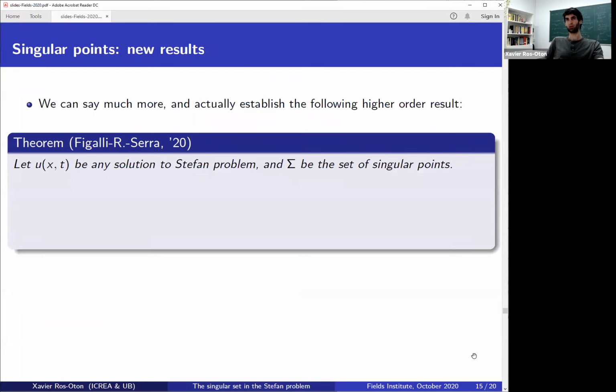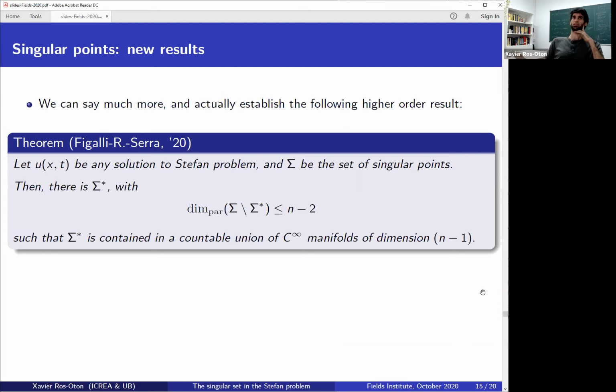So we can say much more about the singular set. The result that we prove is for every solution to the Stefan problem that is not stationary, and if Sigma is the set of singular points, what we prove is the following. There is a set, I will call it Sigma star, which is a very nice set, such that Sigma star is contained in a countable union of C-infinity manifolds of dimension n-1 in space and time. Okay, so this set Sigma star is C-infinity in a sense, I mean, up to countable union.